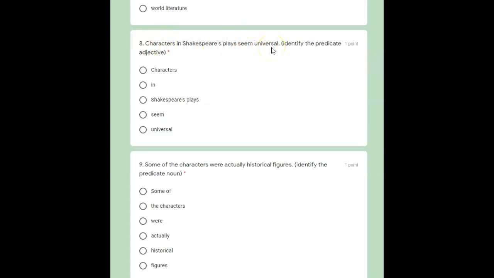Is it at the end of the sentence? Yes. All the predicate noun adjective stuff is always after the verb. Verb is seem. Universal comes after. So universal is our last one.